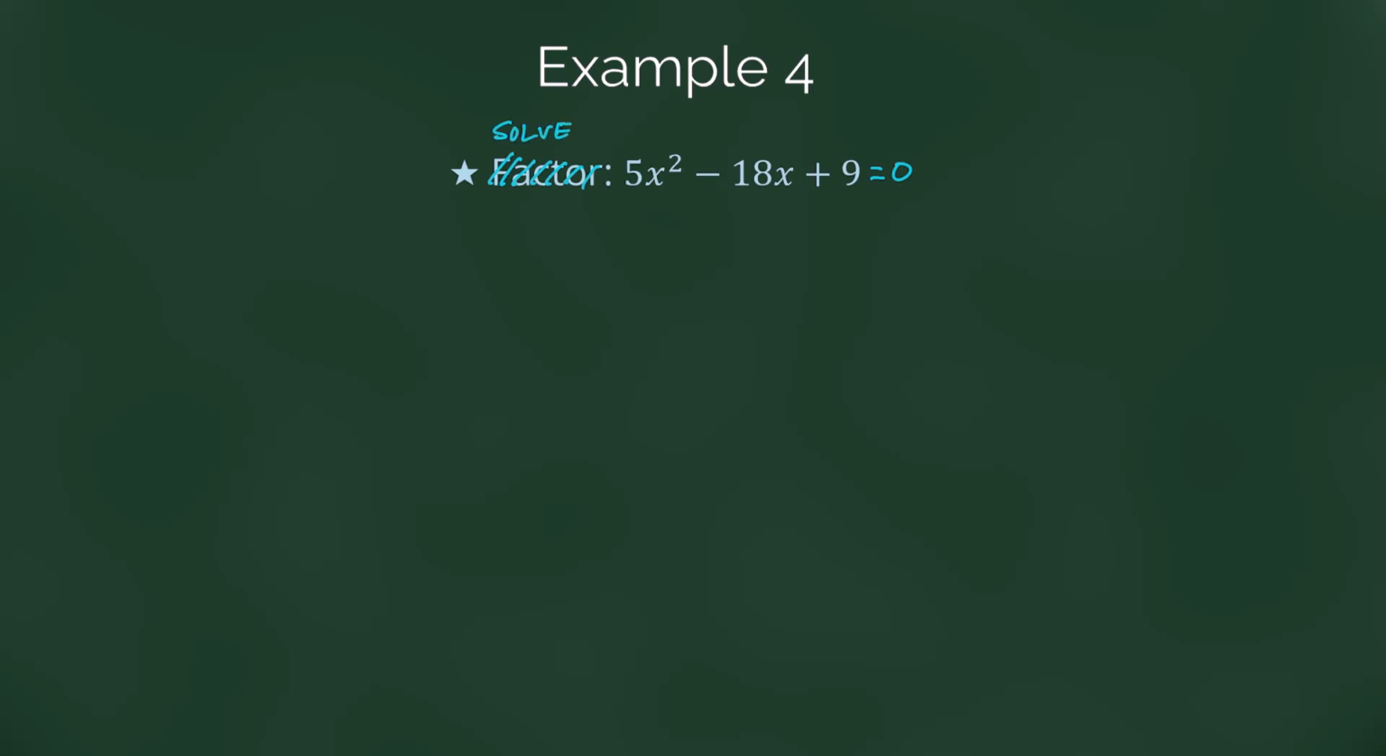All right, so to solve that, we're going to factor first. So we get 5x squared. 5 times 9 is 45. And we have negative 18. So now we want factors of 45 that add up to be negative 18. Since they multiply to be positive 45, they both have to have the same sign. So they're both going to need to be negative in order to give us a negative 18.